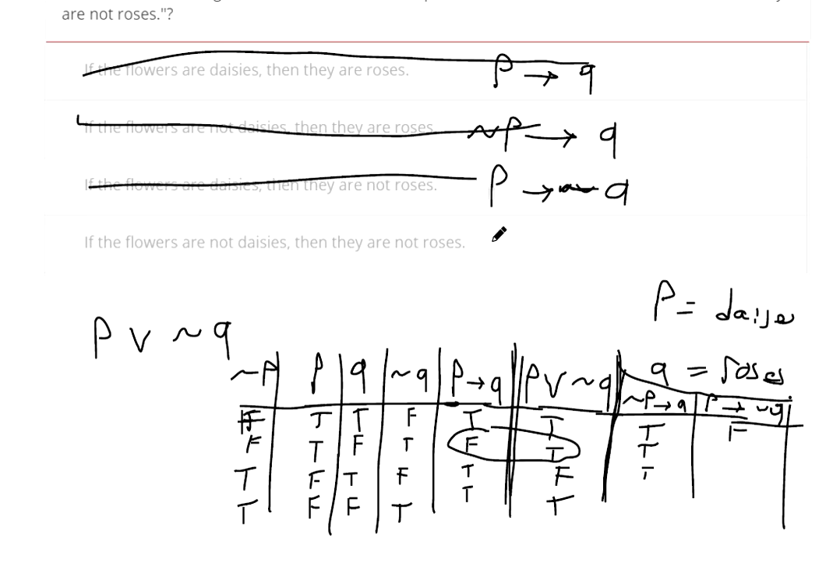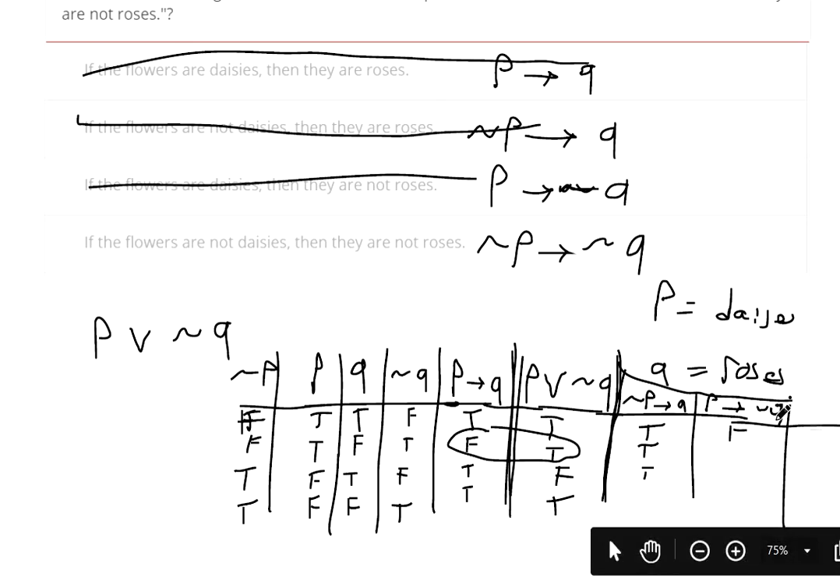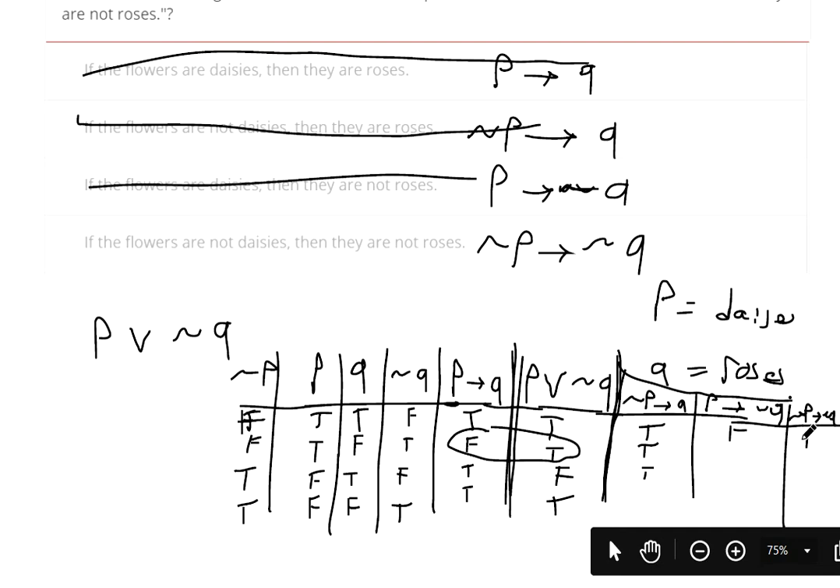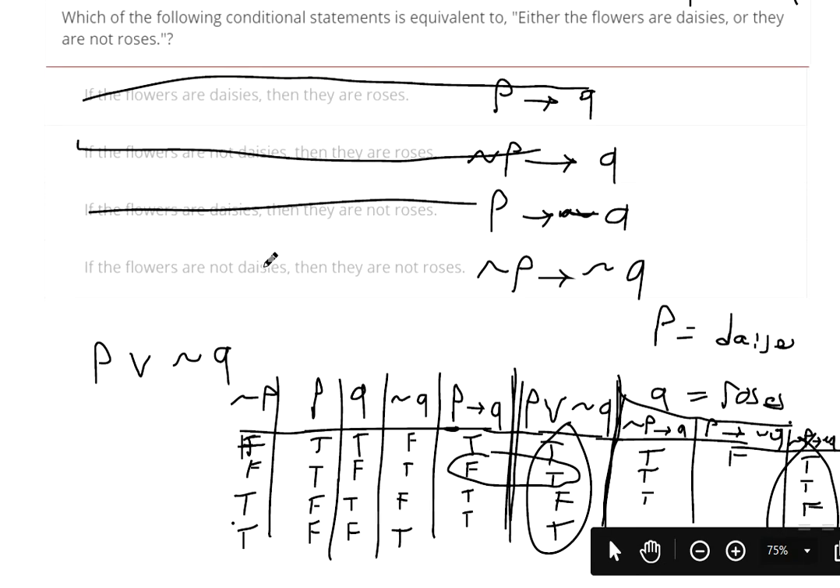If the flowers are not daisies, then they are not roses. So that last one, not P implies not Q. So not P is false. That means it doesn't matter what not Q is. This is true, and not P is false, so that's false. True implies true. That's true. Look, this one and this one match. So this is our solution, okay?